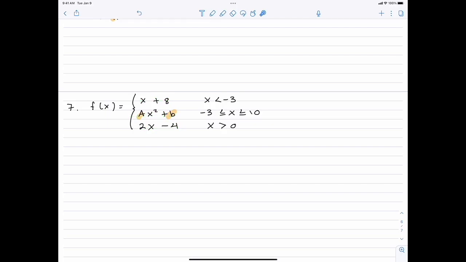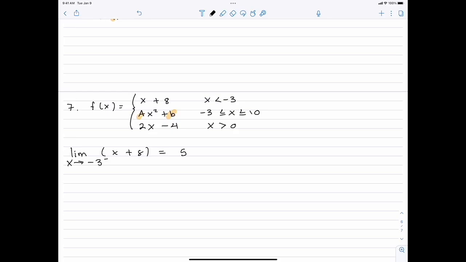So what I really want is for these two to touch at x equals negative 3, and these two to touch at x equals 0. So let's actually do that. Let's start at negative 3. I'm going to find the limit as x approaches negative 3. I want that limit to be the same from left to right. Let's see what it is as we approach from the left. I think you would agree I'd use x plus 8. In this case, it would be equal to negative 3 plus 8, or 5.